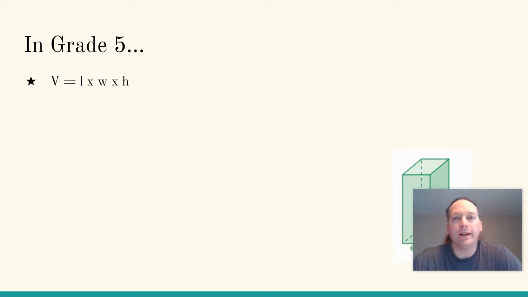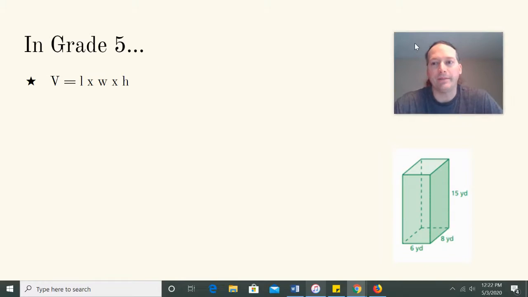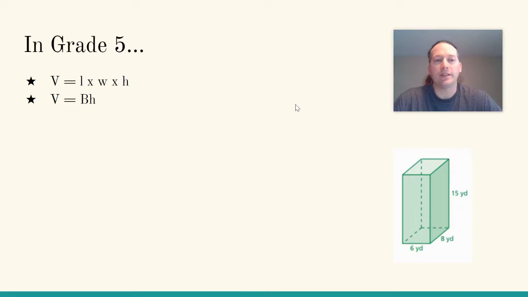Last year, you pretty much dealt with volume equals length times width times height. And then they started to add in the second formula, which is the area of the base times the height. So capital B stands for area of the base.